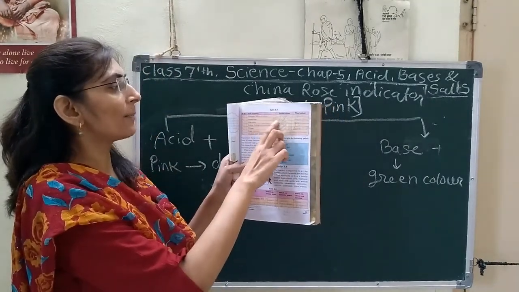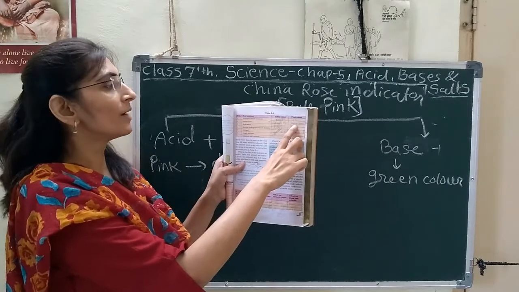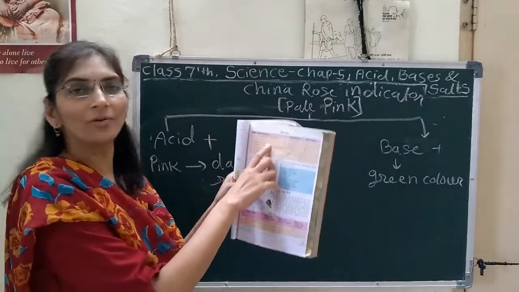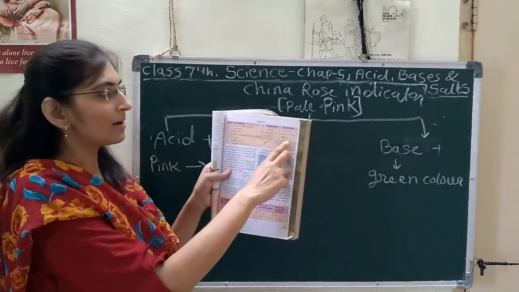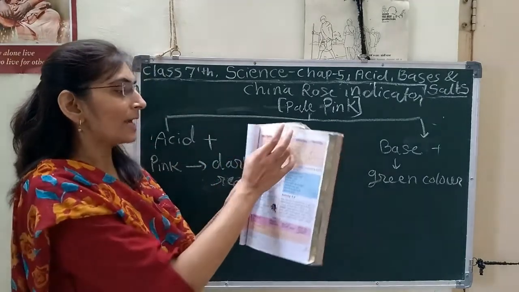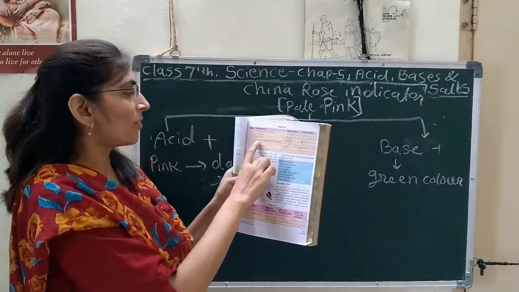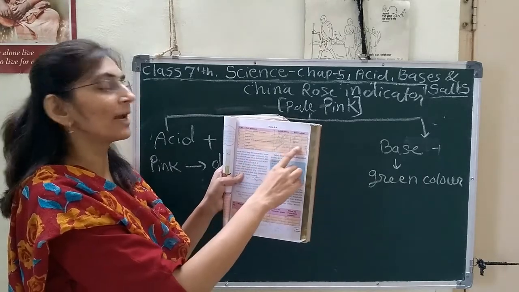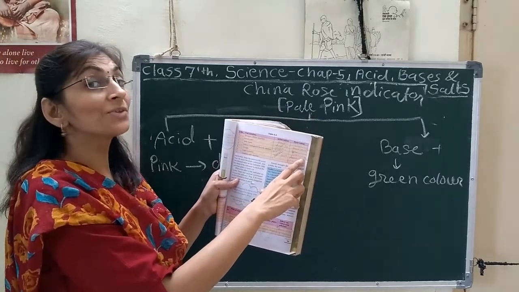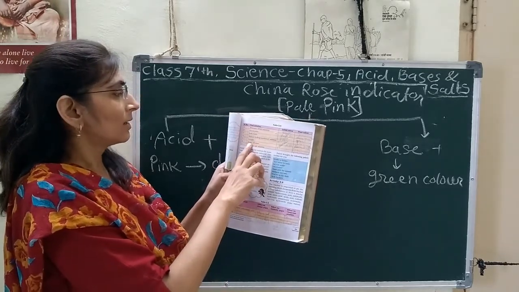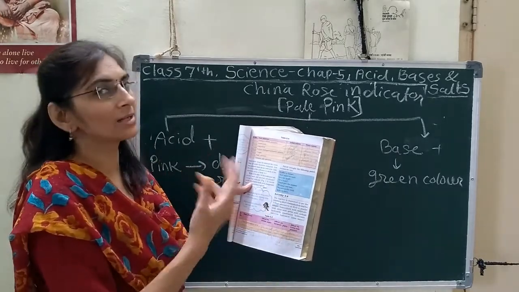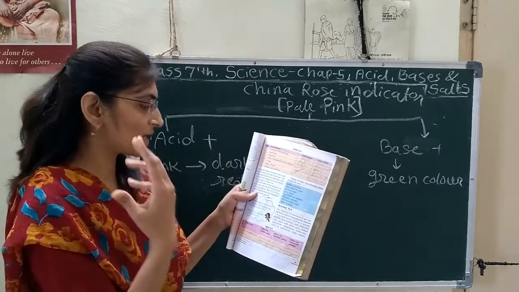Lemon juice, when you apply the pink color indicator, you will get a dark reddish pink color. Like soda water, initially it was pink, the final color will be green, as it is basic in nature. Like that you have to fill the table here. For sodium hydrogen carbonate, you will get green color. Vinegar, you will get reddish pink color. Again, sugar solution is neutral, that's why no change in color. Salt solution is also neutral, there will be no change in color.